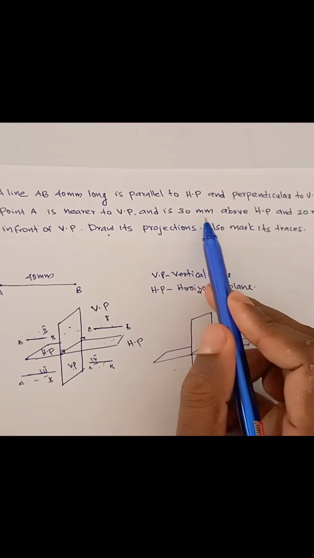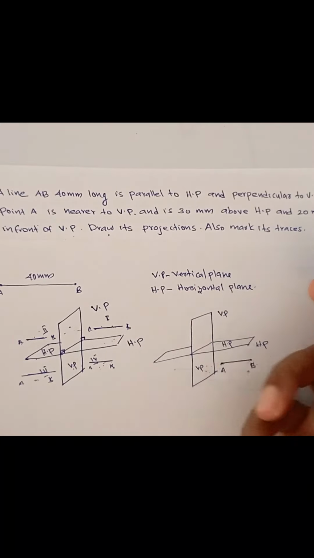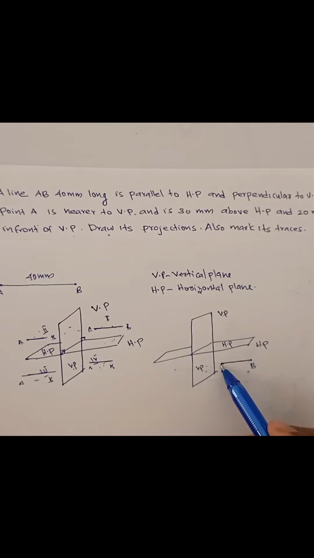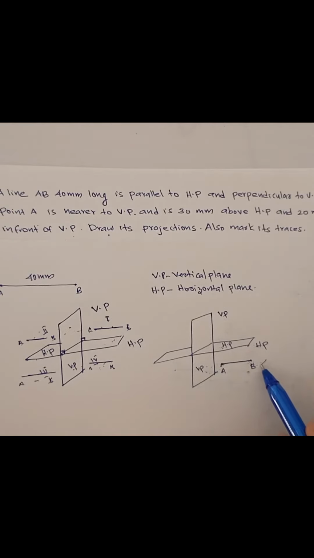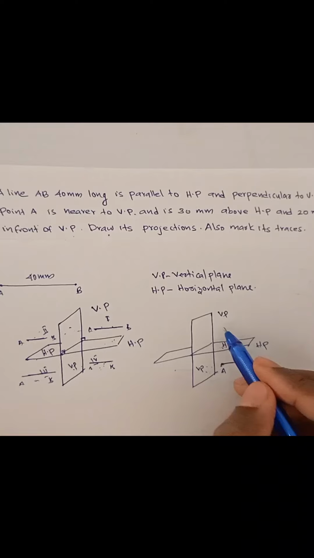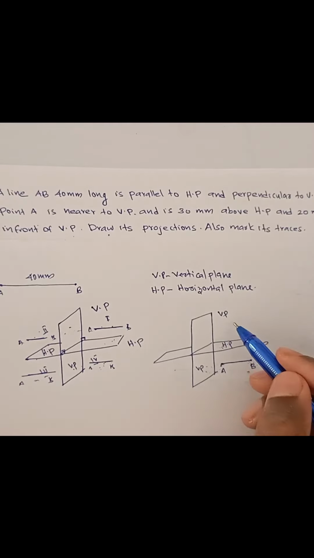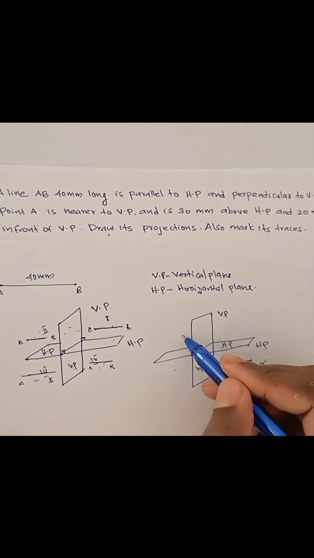And is 30 mm above HP and 20 mm in front of VP. It says the point A is 30 mm above HP. Here the point A is not above HP, it's below HP. That means the position of line is wrong. The position of line is in the first quadrant. Not first quadrant, maybe in first, maybe in second.